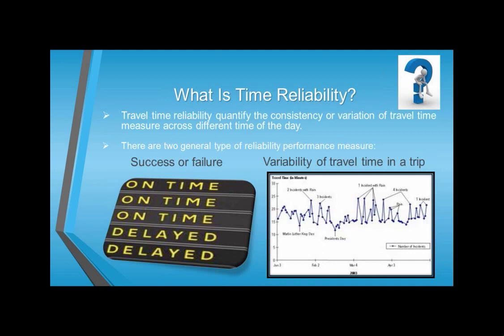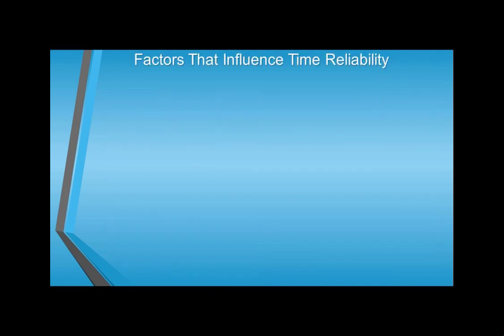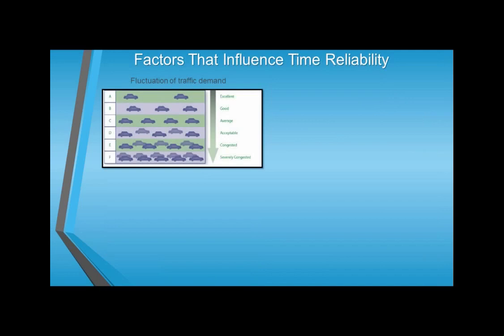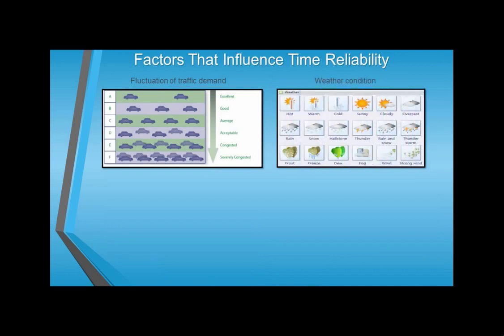There are some factors that influence travel time reliability, and one of them is the traffic demand fluctuation. Because of the variation of volume daily, some days have higher volume than others, and we expect those days to have higher congestion. We also take into account the weather condition, especially when the visibility is low due to precipitation from rain, snow, or smoke, because the drivers tend to slow their speed and increase the headway distance between each other.